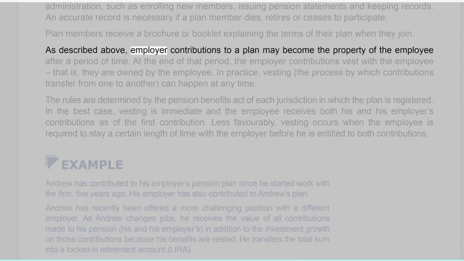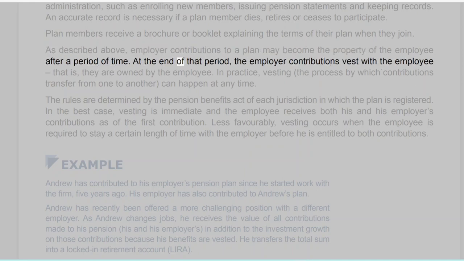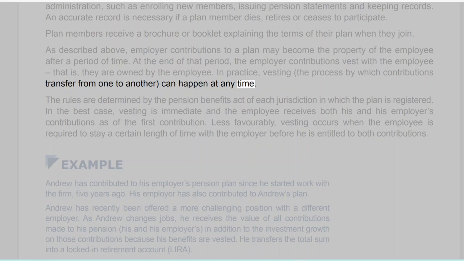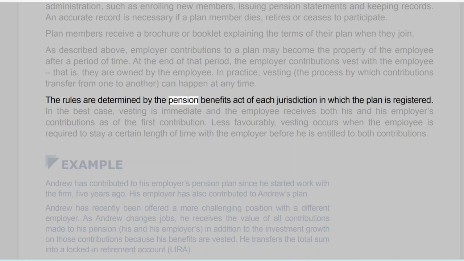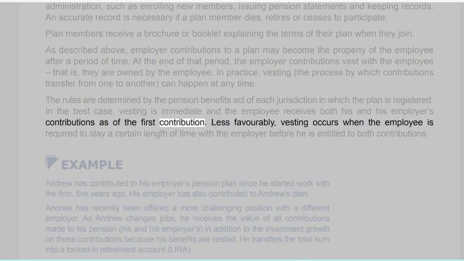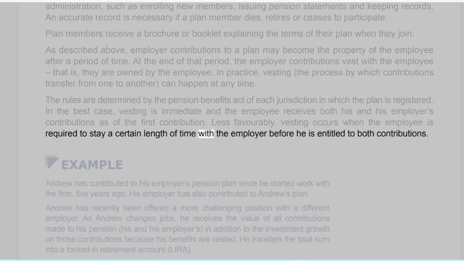As described above, employer contributions to a plan may become the property of the employee after a period of time. At the end of that period, the employer contributions vest with the employee, that is, they are owned by the employee. In practice, vesting, the process by which contributions transfer from one to another, can happen at any time. The rules are determined by the Pension Benefits Act of each jurisdiction in which the plan is registered. In the best case, vesting is immediate and the employee receives both his and his employer's contributions as of the first contribution. Less favorably, vesting occurs when the employee is required to stay a certain length of time with the employer before he is entitled to both contributions.